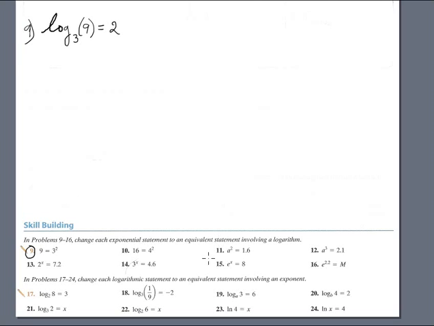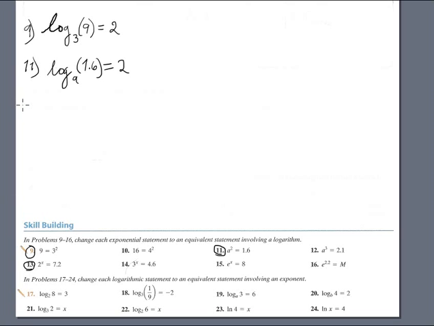Now 11. 11 is exactly the same. Logarithm, the base is 8, of 1.6, is equal to the exponent.